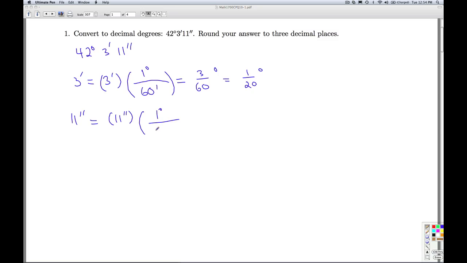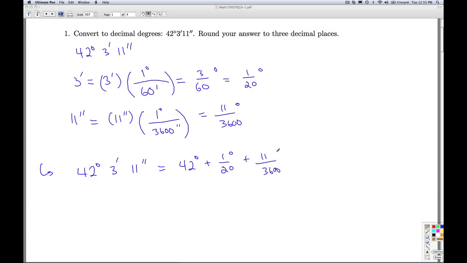for every 1 degree, there's 3,600 seconds. And so this is 11 over 3,600 degrees. So, you put this together, 42 degrees, 3 minutes, 11 seconds is equal to 42 degrees plus 1/20th degree plus 11 over 3,600 degree. And if you run that through your calculator, you would get approximately 42.053 degrees. And so that'll do it for number 1.